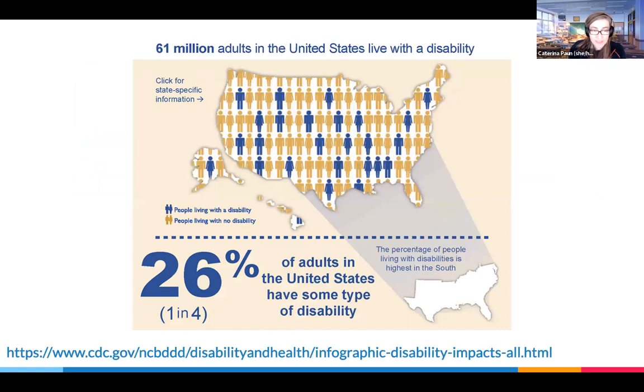In terms of accessibility, around 61 million adults in the US live with a disability. Just to put this in context, out of the entire population of the US, that ends up being about a fourth of the US population. That's a huge number. These are not just edge cases or stress cases. This is really for a huge percentage of the population.